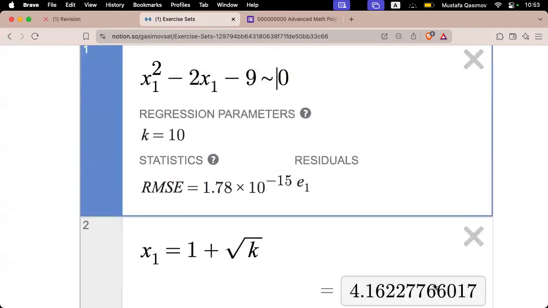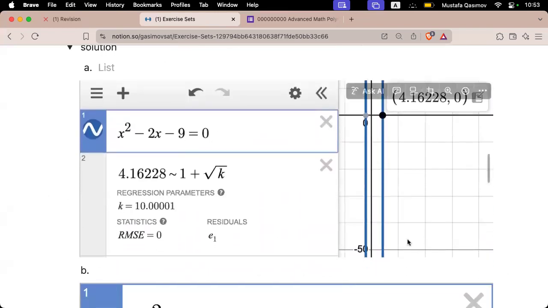Okay, another method for finding its root, you can do it like that. You can write it in decimals. You can find this solution. These 2 points show the solution.